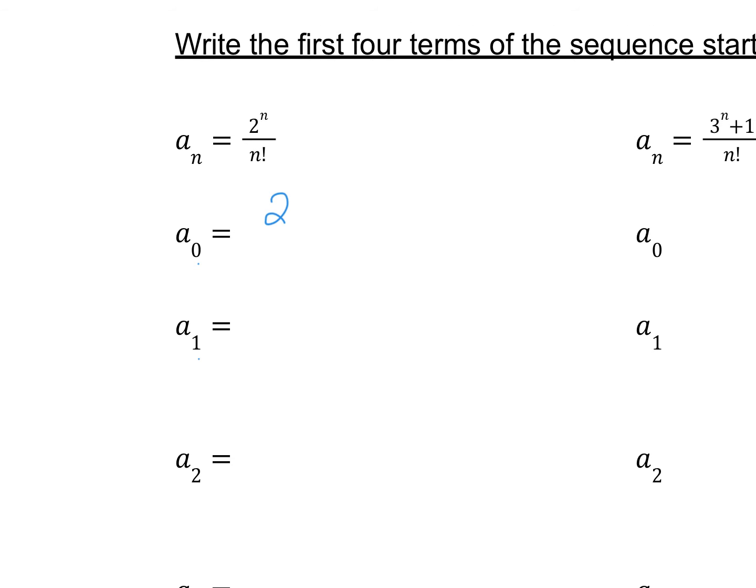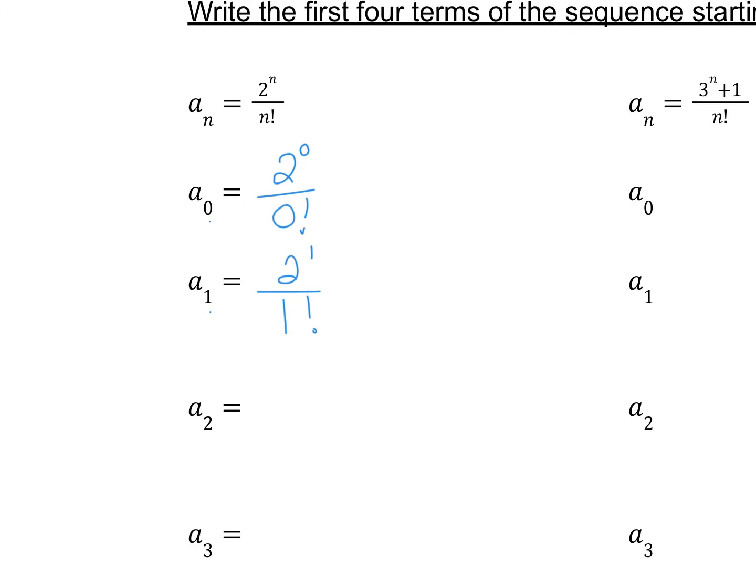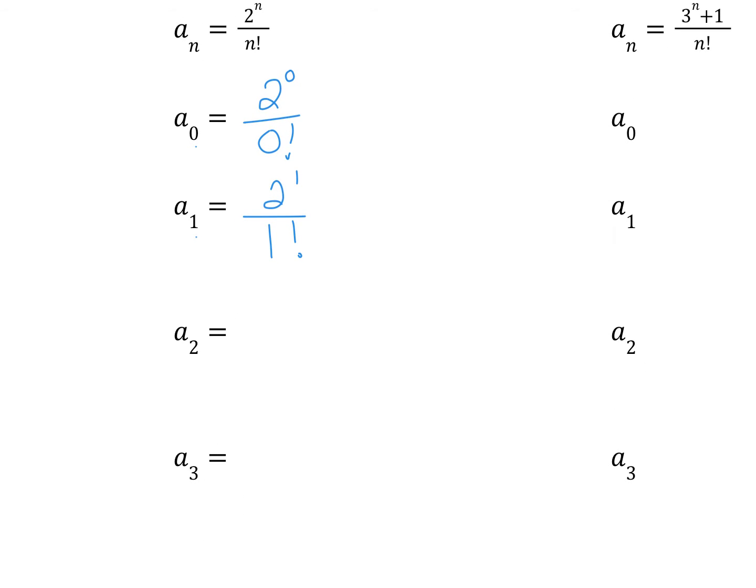So we are going to have 2 to the 0 over 0 factorial. 2 to the first over 1 factorial. Then we would have 2 to the second over 2 factorial. Then we would have 2 to the third over 3 factorial.